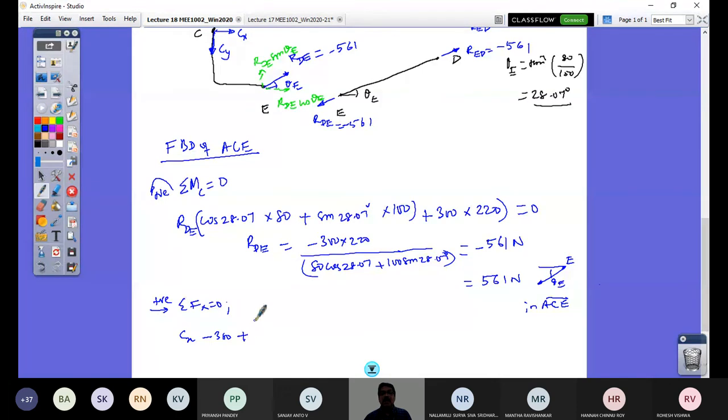So RDE I got minus, so plus, because in this diagram it is to the right, but the magnitude I have got has a minus sign. So minus 561 cos of angle 28.07 degrees, and any other force, these are the only ones, equal to 0. So I get Cx now. Cx will be 561 cos 28.07, which goes to that side and becomes plus, plus 300. So 561 into cos 28.07 is 495, plus 300, I get 795 newton. Cx, in direction to the right, is positive, correct. So this is my Cx.